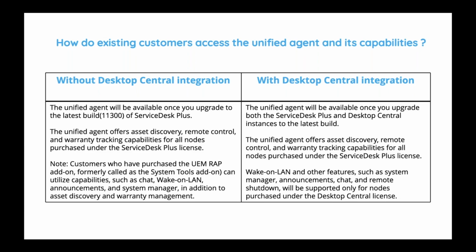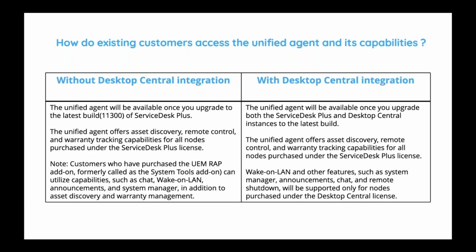Now, with Desktop Central integration, the unified agent offers asset discovery, remote control, warranty tracking capabilities of all the asset nodes that you have purchased in ServiceDesk. So these two options, with Desktop Central or without Desktop Central, mean that even though you have 1,000 assets in ServiceDesk and 500 assets in Desktop Central, or even if you don't have Desktop Central, but you're just installing it after you upgrade to 11.300, you would be able to do scanning and remote control for all the 1,000 assets, all right?